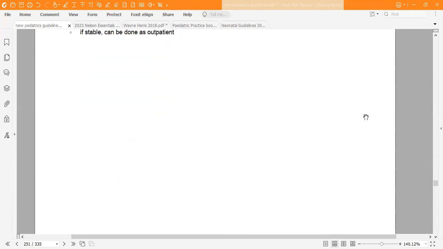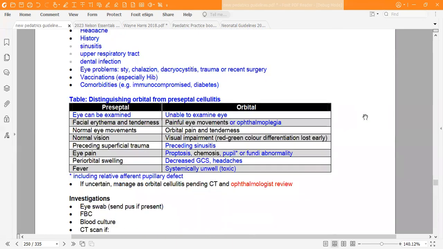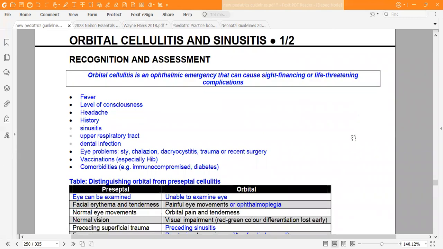So this is the guideline of orbital cellulitis and sinusitis.